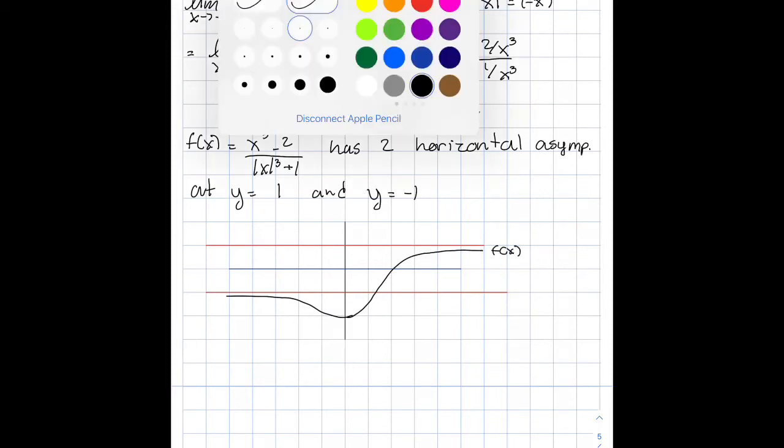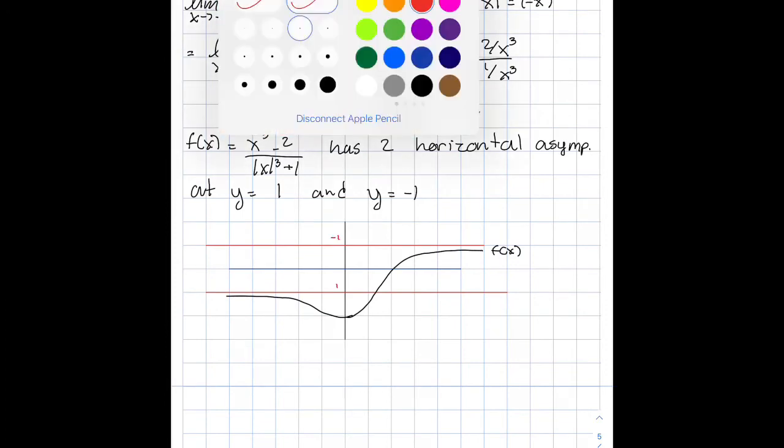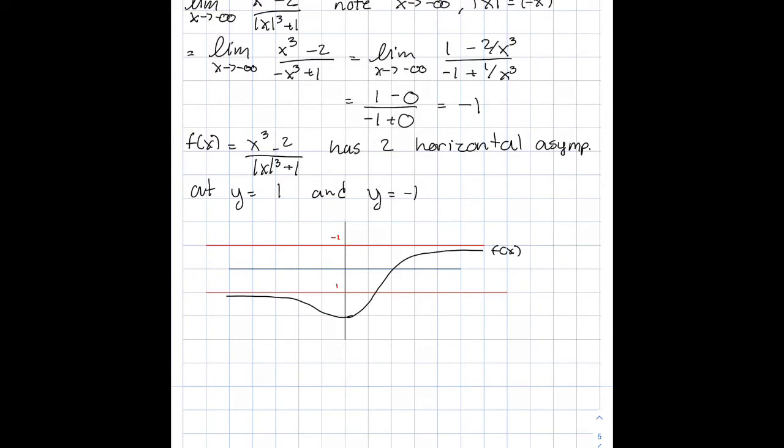Right, and so that black line is our function, and the red lines are our horizontal asymptotes. So you can see right here that we actually intersected the horizontal asymptote. I thought asymptotes, as I learned in algebra, you couldn't cross. You can actually cross a horizontal asymptote.